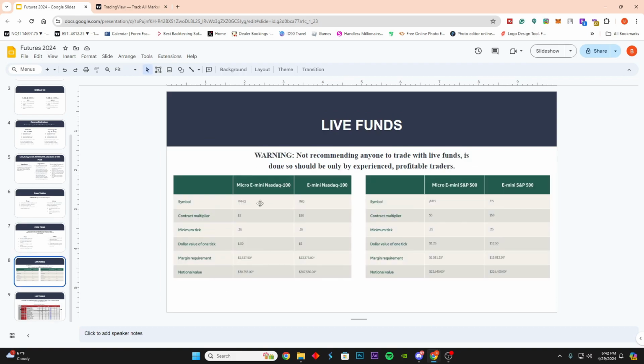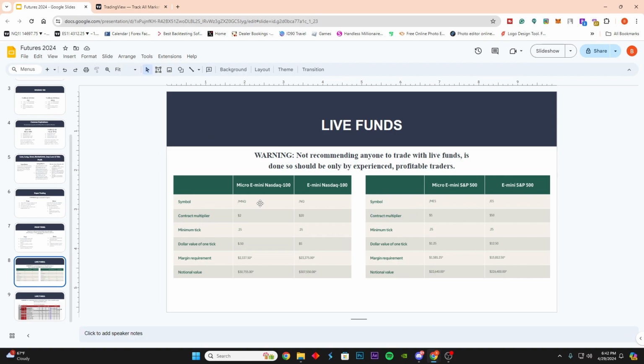Now, going over to live funds, this is where, again, I really want to make it known that this is not financial advice, and I'm not recommending anyone to trade with live funds, and if done, it should only be done by experienced and profitable traders.